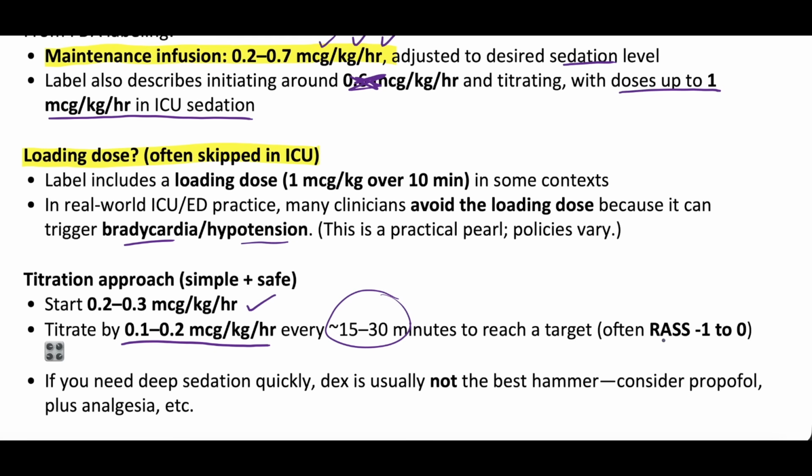Okay, and again, most titrated to a RASS goal of -1 to 0. -0 doesn't exist. Okay, so starting dose 0.2 to 0.3 micrograms per kilogram per hour, titrate by 0.1 to 0.2 micrograms per kilogram per hour every 15 to 30 minutes to reach your desired RASS goal. Again, if you are trying to target deep sedation, dexmedetomidine is probably not your best hammer. Propofol would be a more achievable agent there.